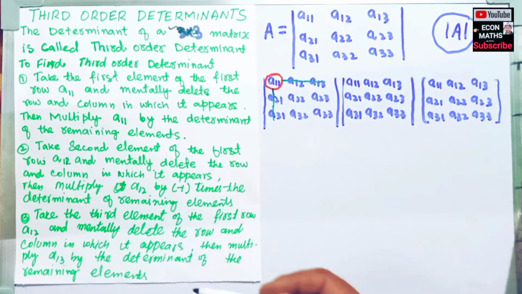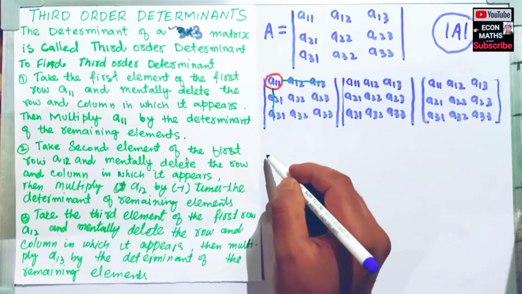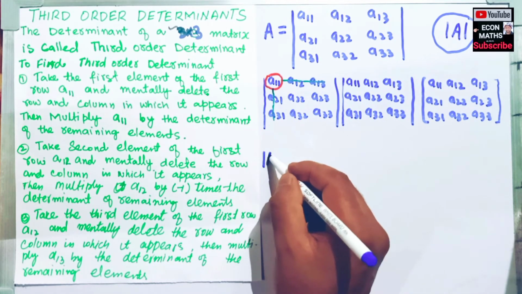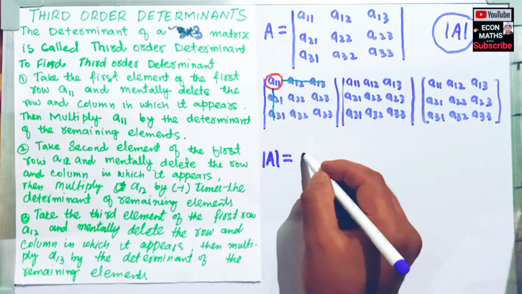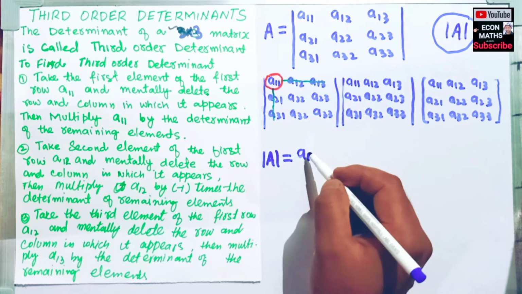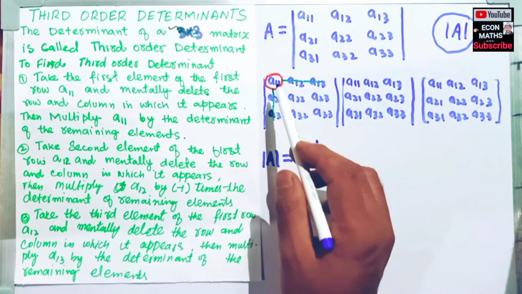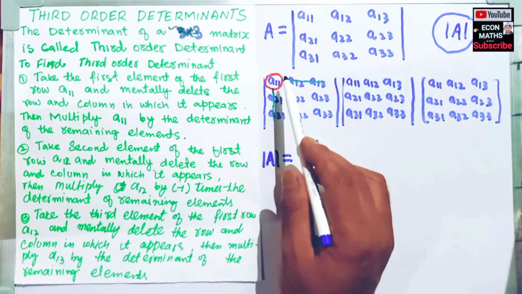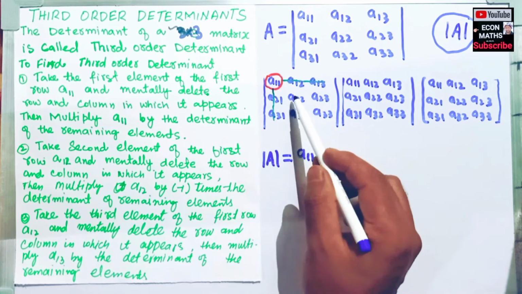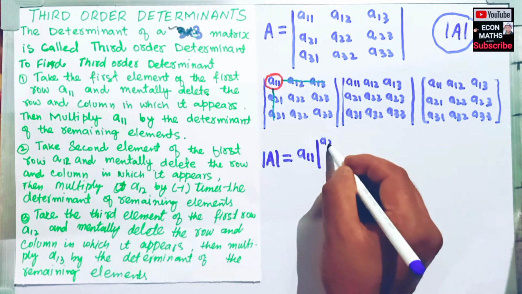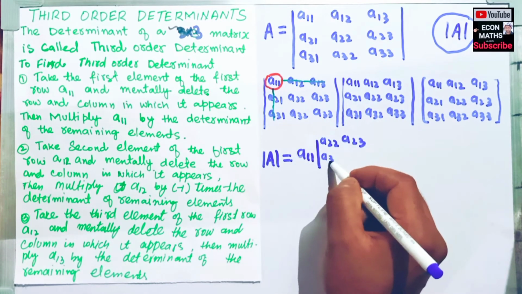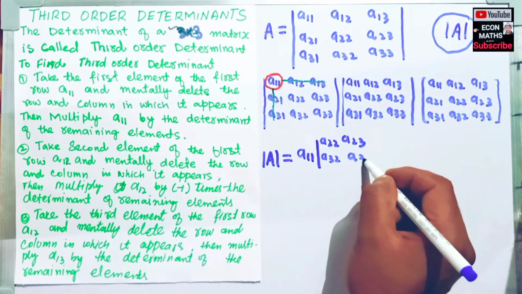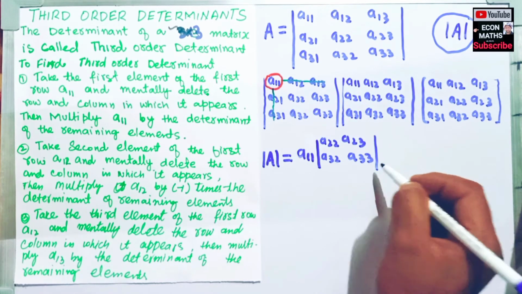We have seen in earlier videos how to find the determinant of a 2 by 2 matrix. Now our determinant will be like this. This is the symbol for determinant. This is equal to the first element, A11, multiplied by the determinant of the remaining elements, that is A22, A23, A32 and A33. So this was the first step.